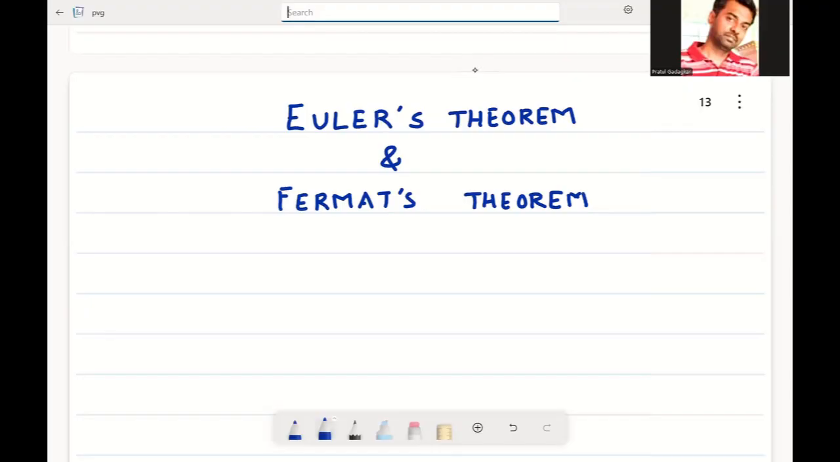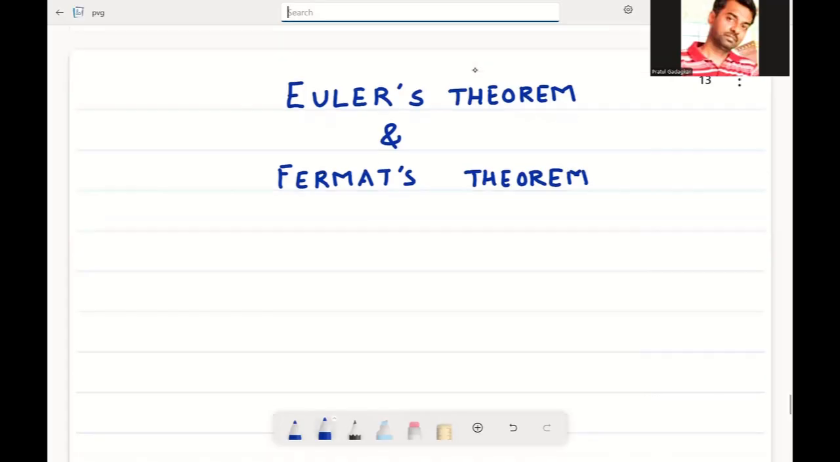In this video, we are going to state Euler's theorem and Fermat's theorem. In the previous video, we have discussed Euler's phi function. And now, after having sufficient knowledge of Euler's phi function, we are now able to state Euler's theorem. So let me state the theorem, Euler's theorem.